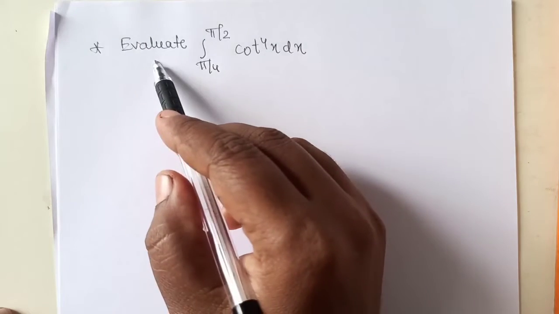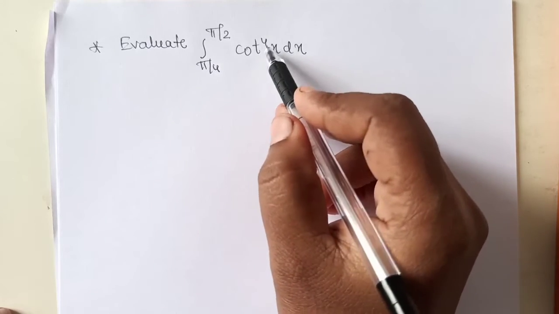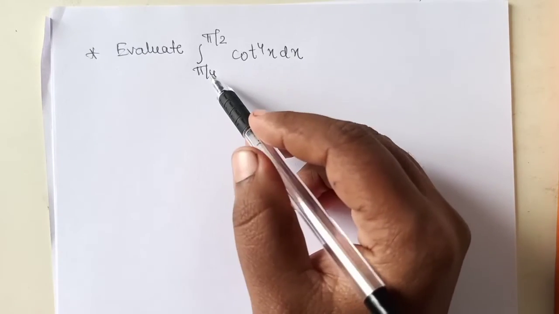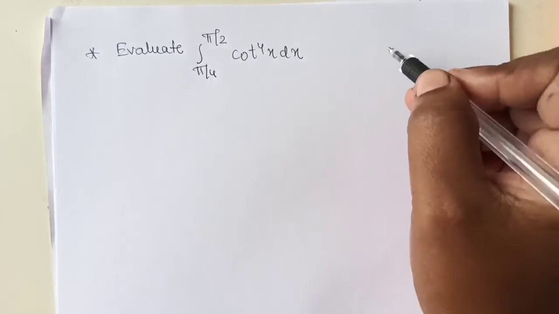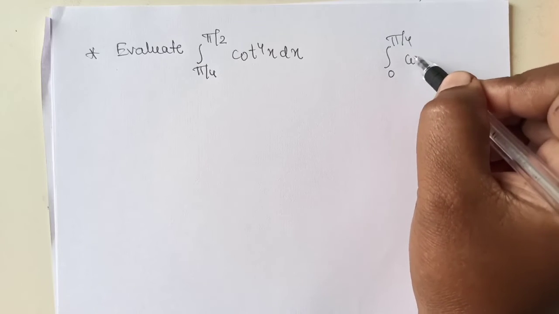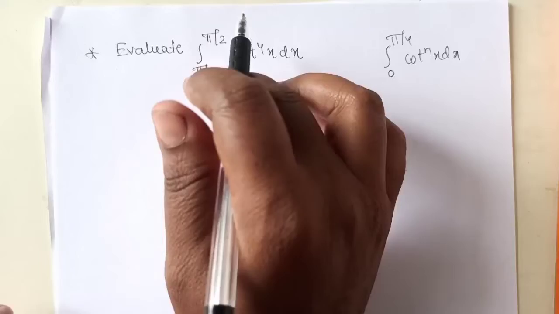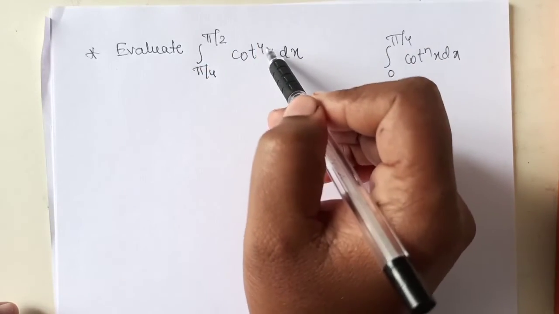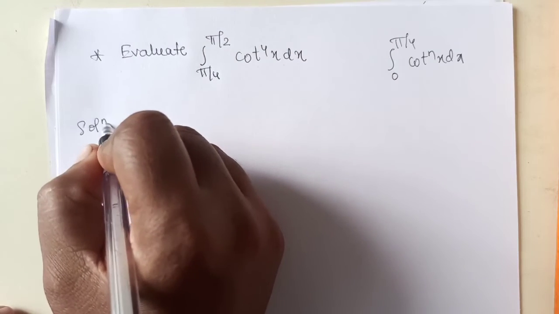Next example, evaluate the integral from pi by 4 to pi by 2 of cot power 4x dx. You can observe that here the limits are pi by 4 to pi by 2, but we have the reduction formula for integration 0 to pi by 4 cot power n x dx. So here the limits are different, therefore we change x to pi by 2 minus theta. Okay, that is the solution.